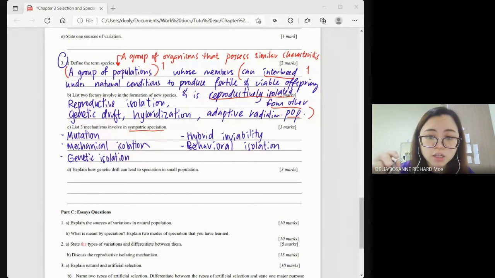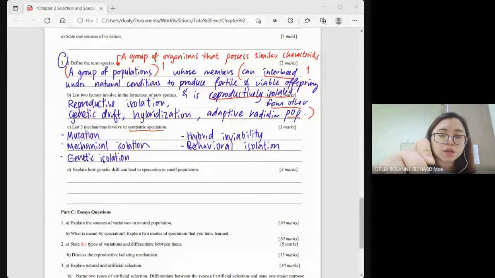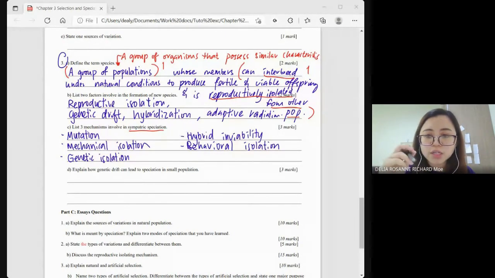Explain how genetic drift can lead to speciation in a small population. So some of you would have tried this already, and someone did ask me to double check their answer for this. You may be inclined to answer this question by talking about bottleneck or founder effect. Itu kurang sesuai lah. Sebab bila kita perlu jawab soalan ini, kita perlu explain genetic drift secara umum tanpa menggunakan contoh bottleneck and founders population.